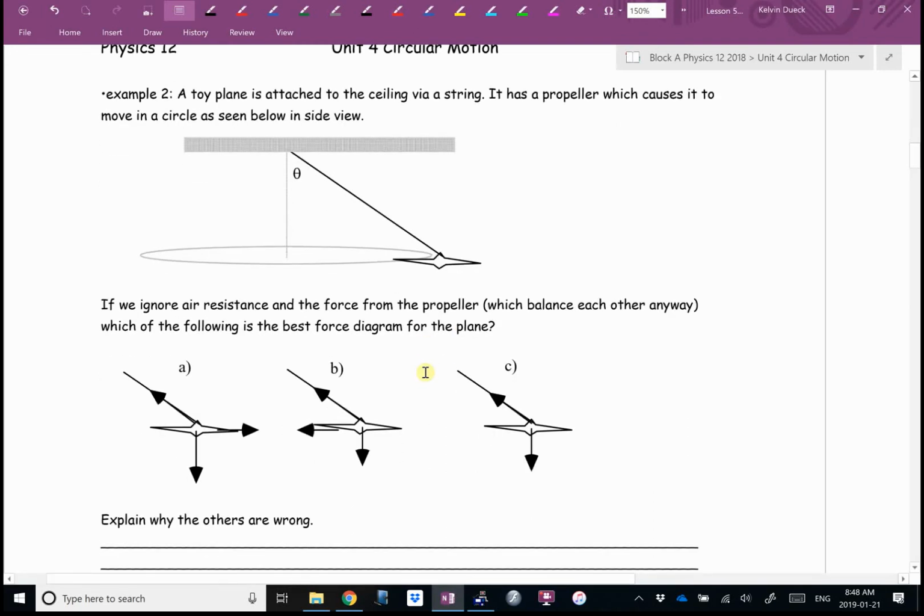Well, let's see if we can figure it out. What are the forces acting on this plane? Get the obvious one. William? Does that get rid of any wrong answers? No. What else? Tension, you say. Does that get rid of any wrong answers? Mm-hmm. What else?